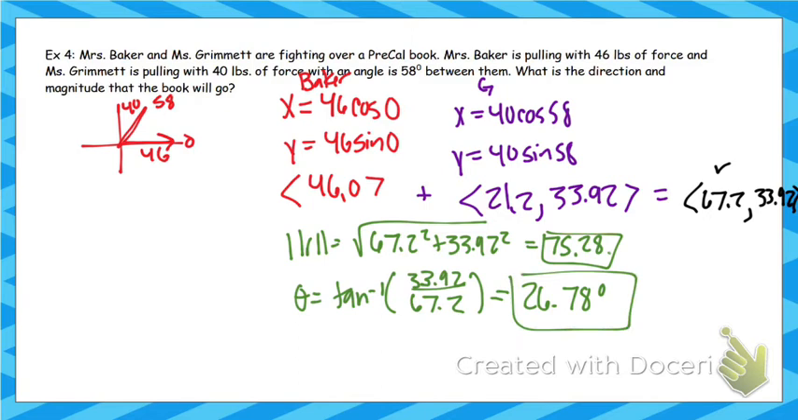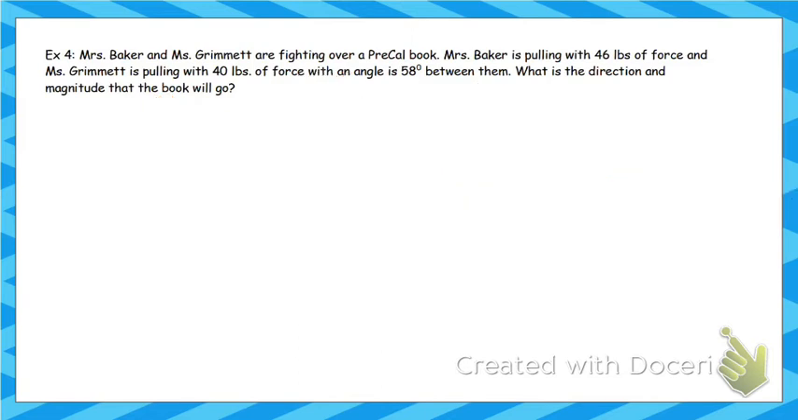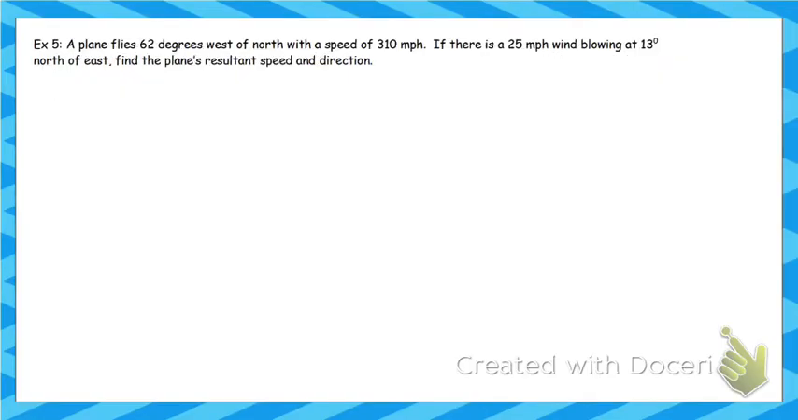All right, so the last ones we're going to look at are going to involve direction. So it's a similar process. The picture might just be a little harder to draw because we're going to start talking about directions. A plane flies 62 degrees west of north with a speed of 310 miles per hour. There's a 25 mile per hour wind blowing at 13 degrees north of east. Find the plane's resultant speed and direction.